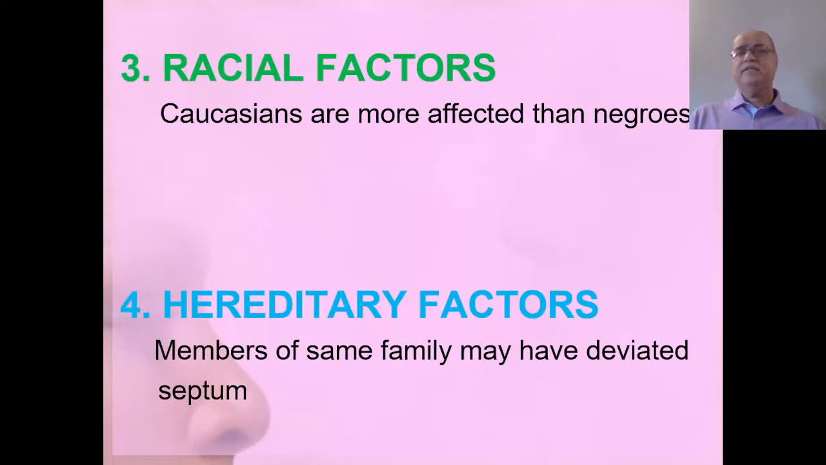Then Caucasians are affected more than Negroes, it has been observed, and some members of the same family may have a deviated septum. So some people have proposed hereditary factors involved in the etiology. But again, I am reiterating, out of all these etiological factors, trauma is the single most common cause of DNS.